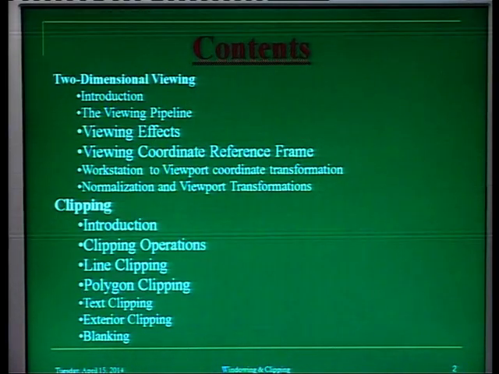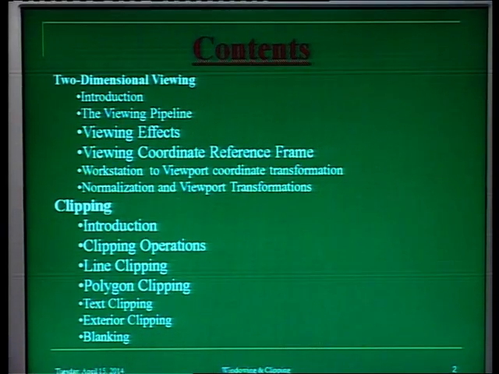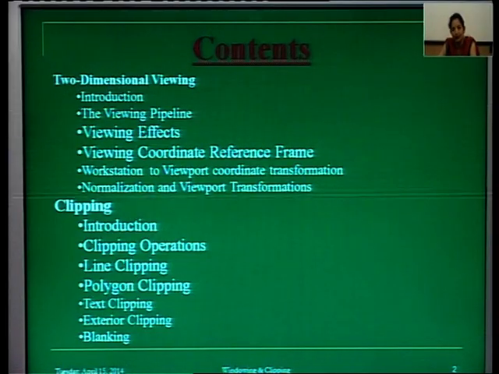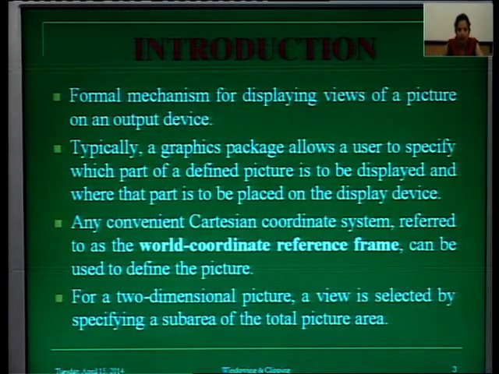Clipping is a procedure for selecting those portions of the scene that are either inside or outside the scene. The inside portions of the scene will be clipped in, so that they can be displayed on the output device, and the outside portions of the scene may be clipped out of the scene, so that they may not be displayed on the output device. There are various types of clipping operations, such as point clipping, line clipping, polygon clipping, text clipping, exterior clipping, and blanking. I will cover one of the topics under clipping.